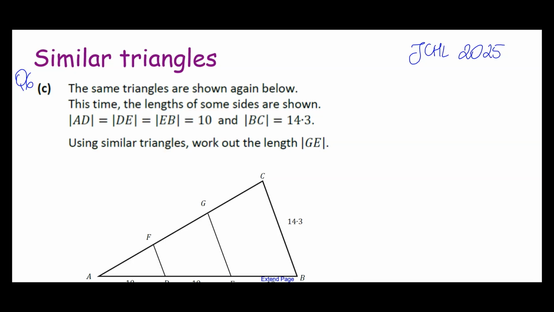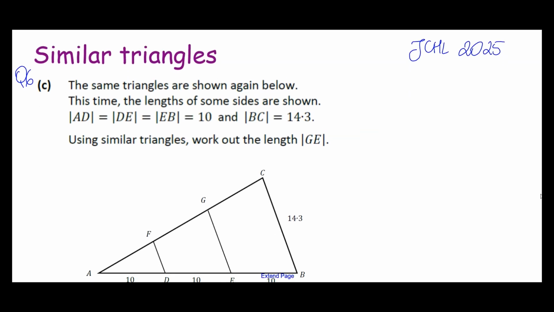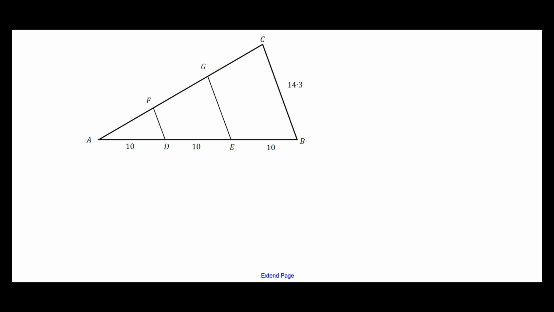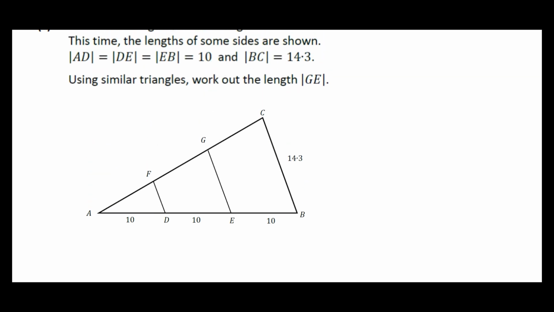Similar triangles are an important aspect because it carries with us from Junior Cert to Leaving Cert, so we have to understand it. The same triangles are shown again below. This time, the lengths of some sides are shown. We can see AD, DE, EB are all 10, and then BC is 14.3.